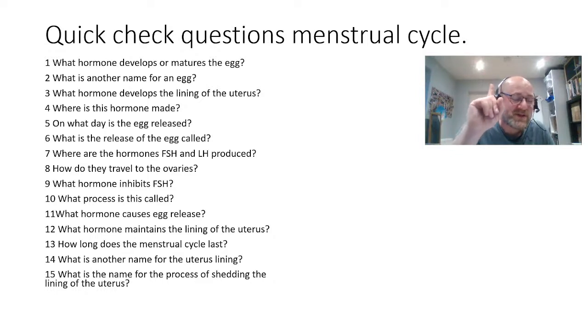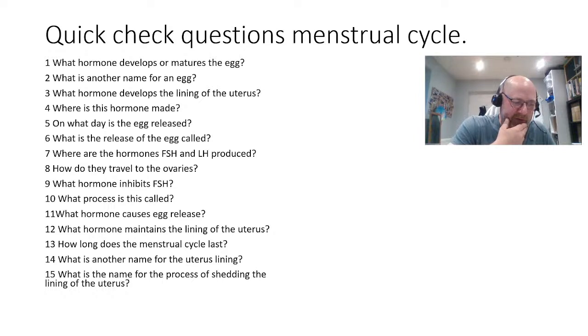Yeah, the first one's actually FSH, matures the egg. Another name for the egg, which I haven't mentioned, is ovum. OVUM. You probably don't need to know that. What hormone develops the lining? You're right there, guys. It's estrogen for number 3, so well done.